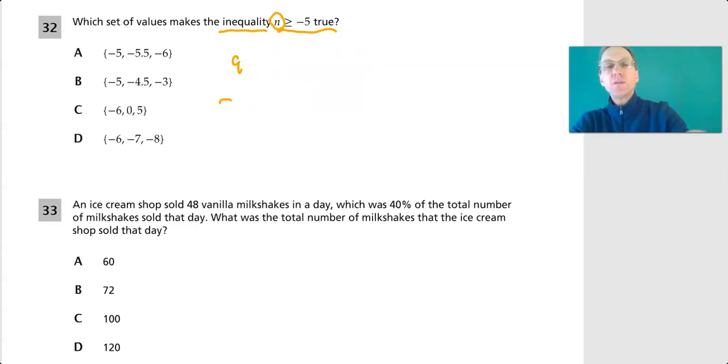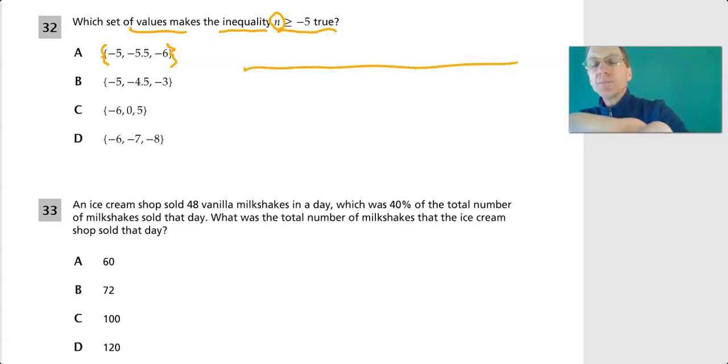All right, so which set of values? All these little braces just mean a set. It's like having a set of toys, just a set of numbers. So the easiest way to do these is to go ahead and put them on a number line.